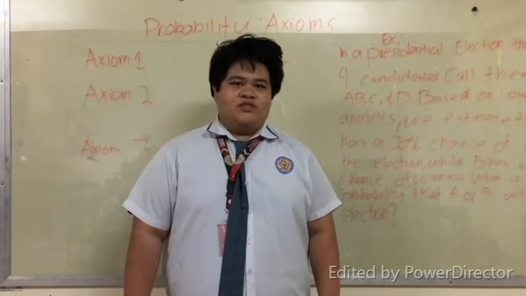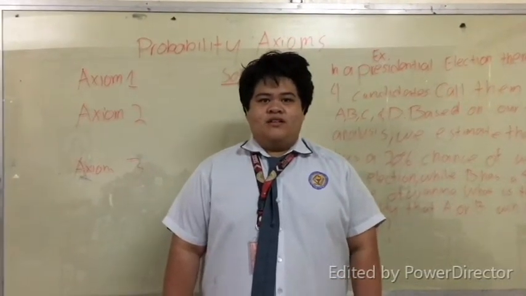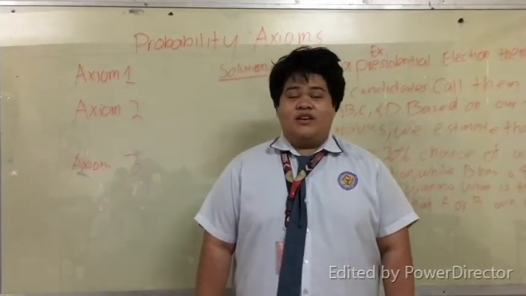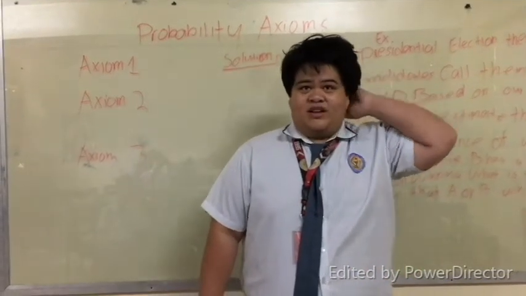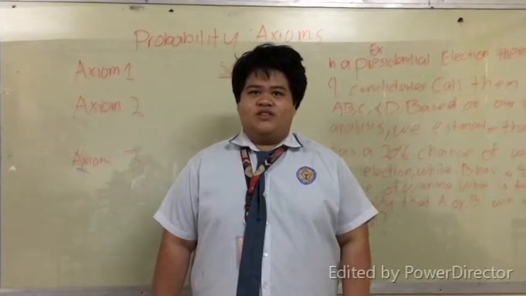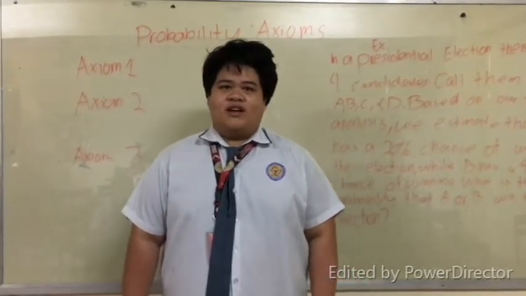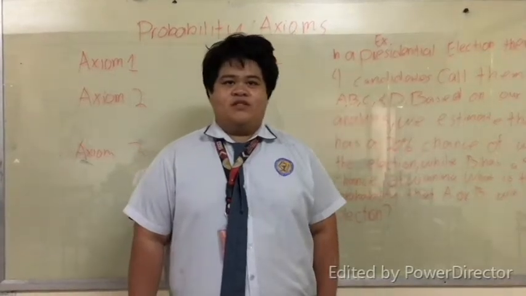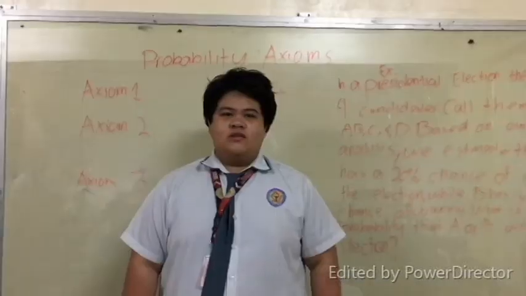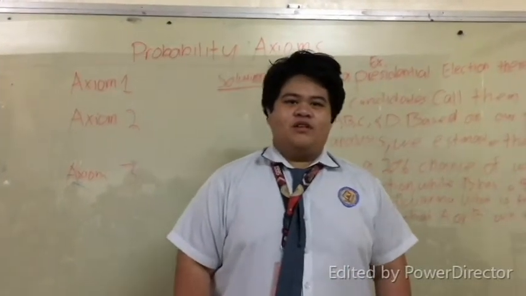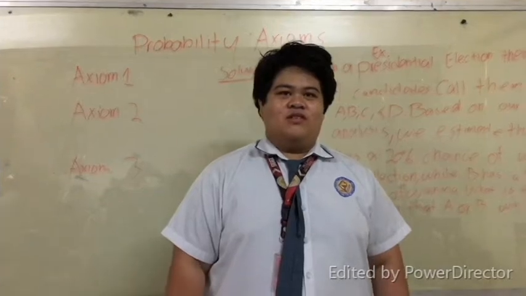Mathematicians avoid these tricky questions by defining the probability of an event mathematically without going into its deeper meaning. At the heart of this definition are three conditions called the axioms of probability theory. So the first one is axiom 1: the probability of an event is a real number greater than or equal to 0.